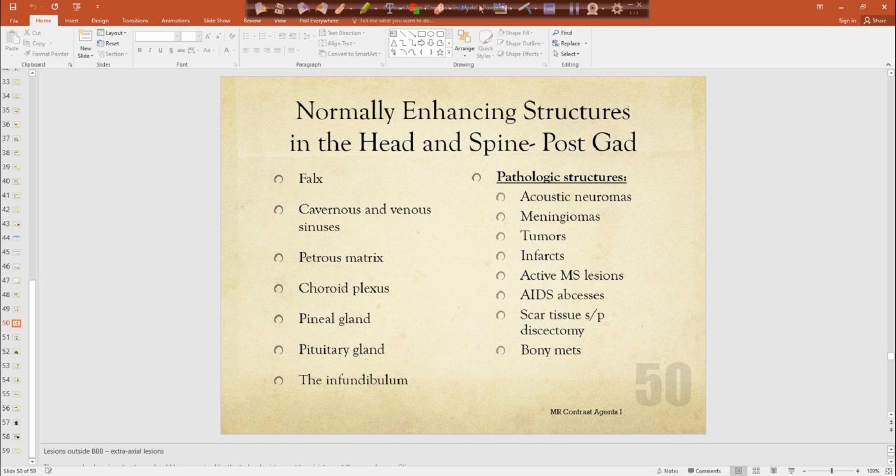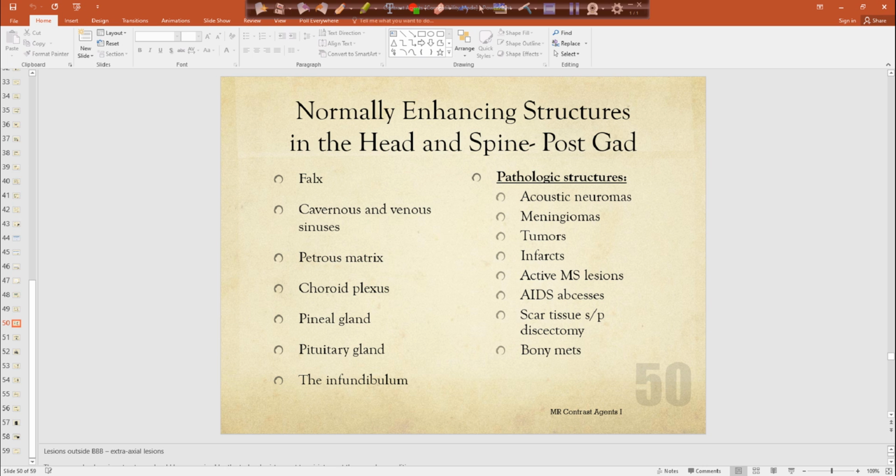I've talked about a couple of these already. The choroid plexus within the ventricles, pituitary gland, the infundibulum, which is a little bit superior to the pituitary gland, also called the pituitary stalk, pineal gland, which sits just below the splenium of the corpus callosum. That lights up post-contrast. Petrous matrix, the sinuses.